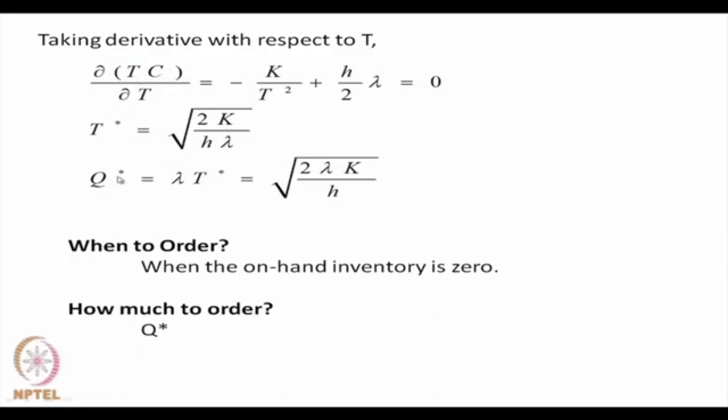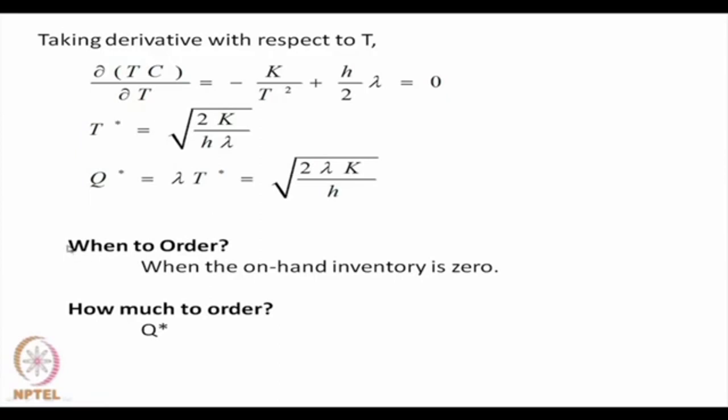And then since we know that Q star is nothing but lambda T star, we get this expression, which is root over 2 lambda K divided by H. In the numerator, we have the demand rate lambda. If demand is more, then Q has to be more. But if the fixed procurement cost or ordering cost is high, then Q star should also be high. But if the inventory holding cost is more, the amount ordered should be less. This contains a square root, therefore, this formula is called a square root formula. It is also called Wilson's lot size formula.